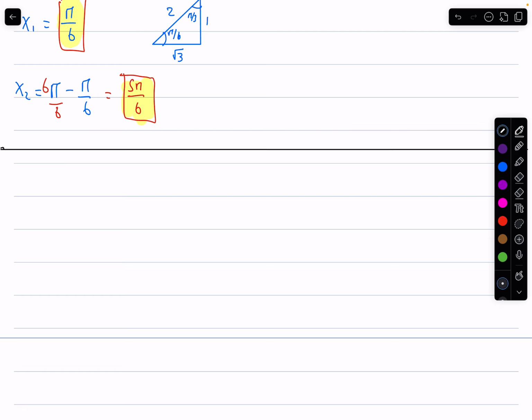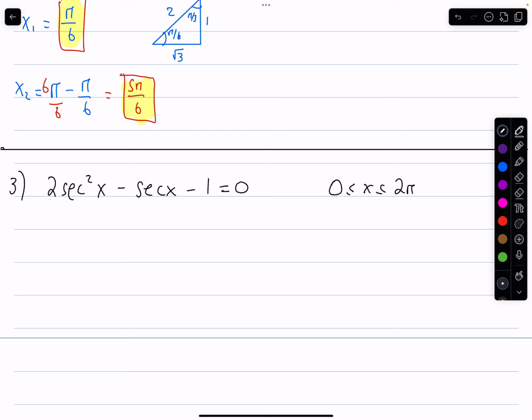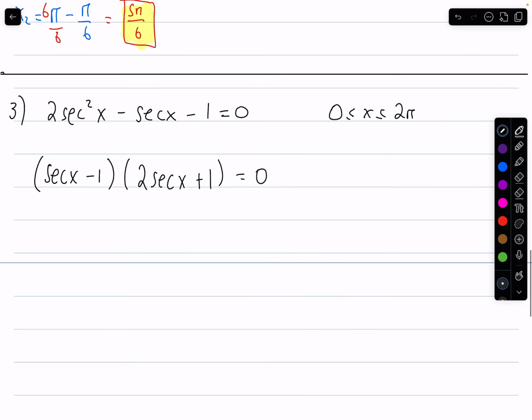So let's look at example 3. We have 2 secant squared x minus secant x minus 1 equals 0, and we're going on the same interval from 0 to 2 pi. So let's first factor this out. You're going to get secant x minus 1, and 2 secant x plus 1. Okay, let's make this secant x minus 1 equals 0, so secant x equals 1.